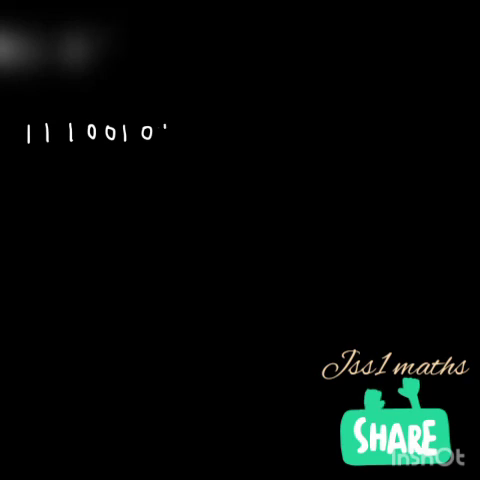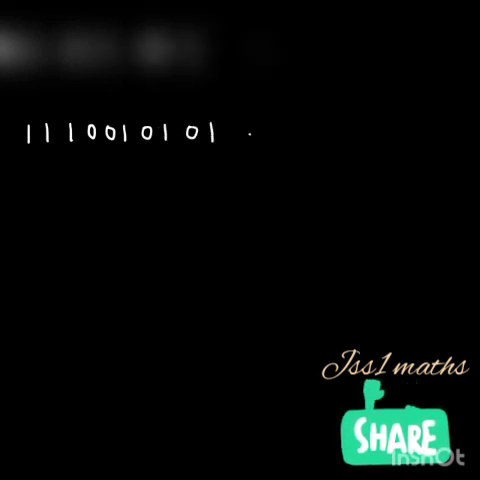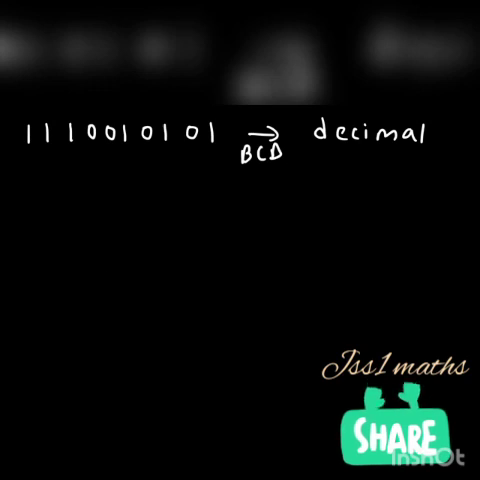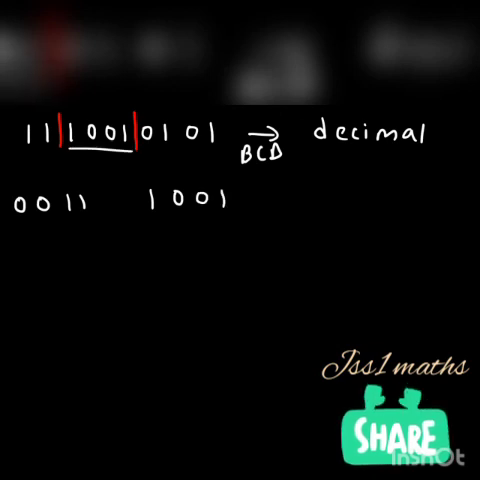Now let's say if we want to go backwards. Let's say if we have the number 1, 1, 1, 0, 0, 1, 0, 1, 0, 1. How can we convert this into a decimal? Now keep in mind, this is not a regular binary number, but it's a binary coded decimal, which means we need to break it up into groups of 4. Here we only have 2 numbers, so we need to add 2 zeros. So the first group of 4 is going to be 0, 0, 1, 1. That's for this side. And the second group of 4 is 1, 0, 0, 1. That's for the middle. And on the right side, 0, 1, 0, 1.